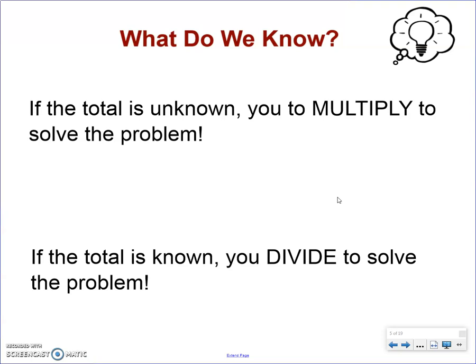If it's an array problem or an area problem or equal-sized group problem or repeated addition or subtraction, you'll be able to tell the difference between a multiplication problem and a division problem. Because if you do not know the total, you have to multiply to find it. If you do know the total, you're going to divide the total by the other piece of information you know to find the missing information.